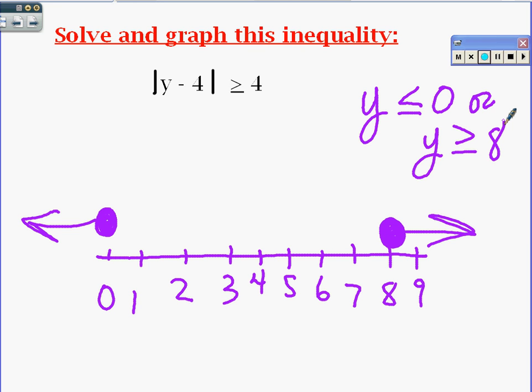Okay? And you just have to remember all of the rules that we learned from graphing inequalities. And then remember that your target number is the number inside the absolute value sign, and the distance away from that target is the number outside your absolute value sign.